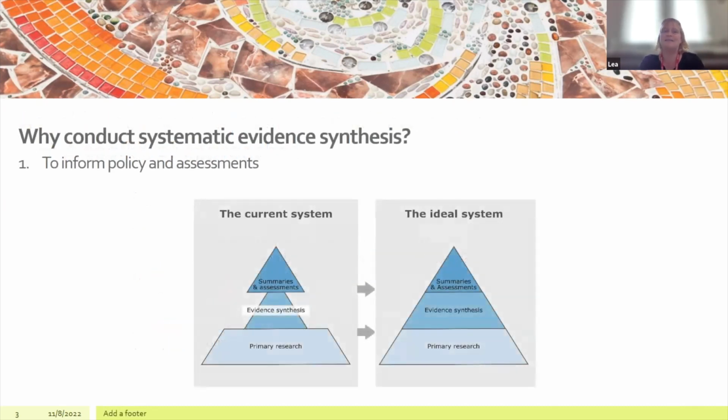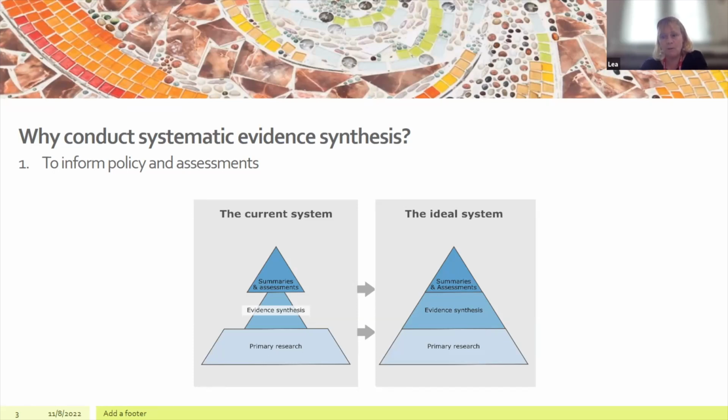So why conduct systematic evidence synthesis? I think one of the key reasons is to inform policy and assessments. The current system, and I'm thinking of climate assessments in particular, but this applies in many cases, is that we try to summarize primary research to inform these high-level policy needs, summaries and assessments. There may be a few reviews that we have to work from, but in some cases, we're actually looking at the primary literature to feed into high-level summaries and insights. And that's incredibly difficult as the volume of primary literature increases.